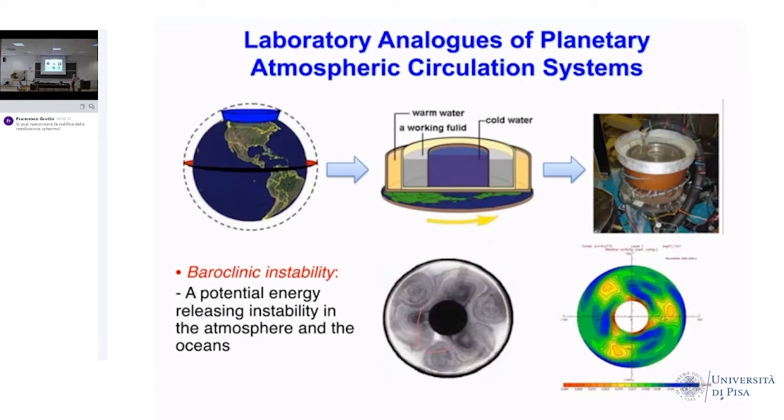And this is just a photograph taken from above of what happens in this rotating annulus. And this is a more detailed version. I forget exactly, I think this is something like your potential height, the counterpart in this annulus. Next one, please.